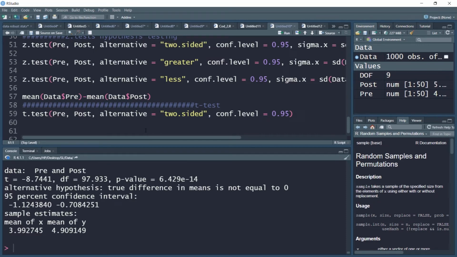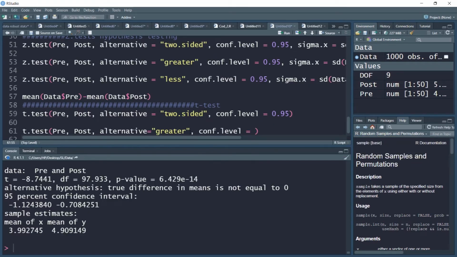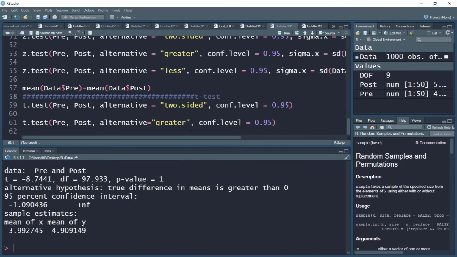So let us start with the single tail test. In the single tail test, let us first compare with the alternative argument as greater. That means we are saying pre is greater than post. Although if we look at the t statistic that we computed earlier, it would suggest that pre is indeed lower than post, and therefore this hypothesis is slightly spurious. But still, we'll try and test that. We'll provide the confidence level of 95% and let us run. Look at the p value. It is equal to 1, which again substantiates that this hypothesis was sort of spurious because we already knew that pre is much lower than post.